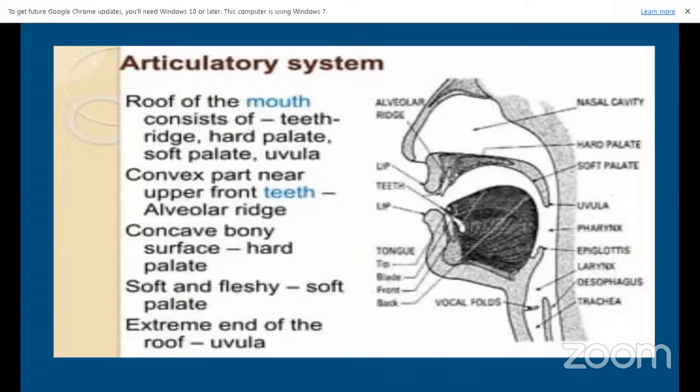When you are speaking, air is gushing out through your nasal cavity, and the uvula will try to close the food pipe. Sometimes if you are eating, it will close the windpipe. So that's the thing. Then the convex part near the upper front teeth is the alveolar ridge. The concave bony surface is the hard palate, the soft and fleshy part is the soft palate, and the extreme end of the roof is the uvula.